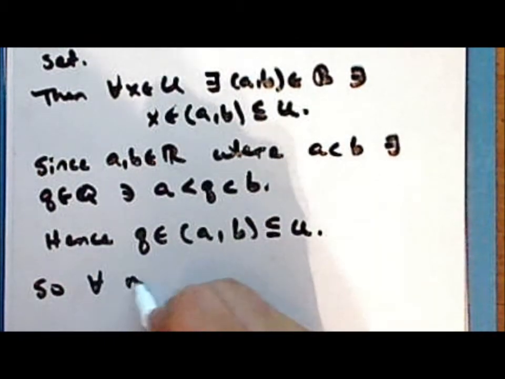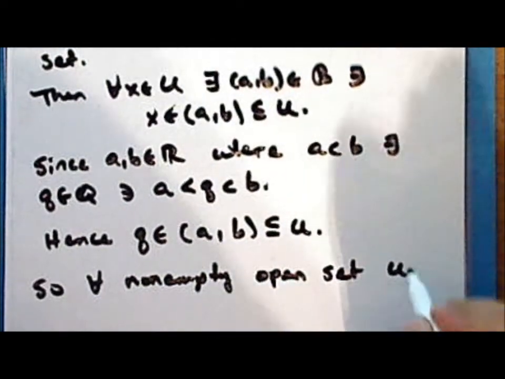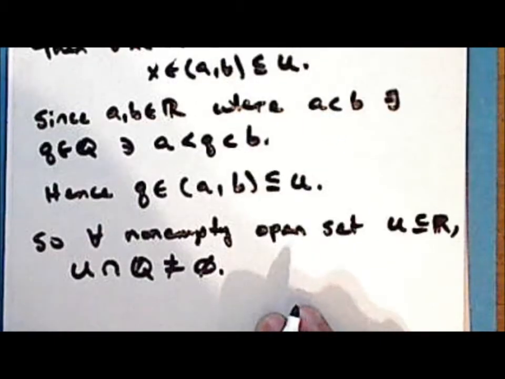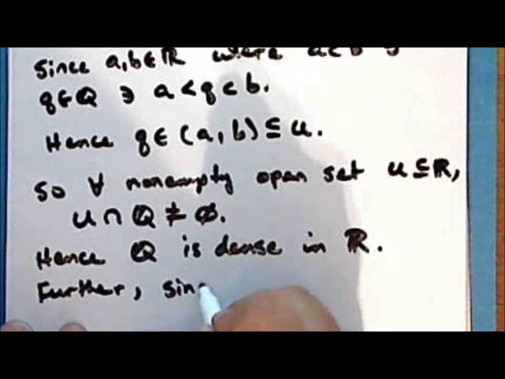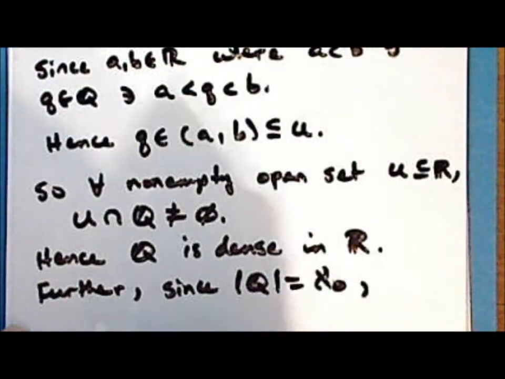And so for every non-empty open set U in the space of reals, in the real line, the intersection of this set with the set of rational numbers is not empty, and hence the set of rationals is dense in the reals. Further, since the set of rationals is countable, the real line is separable.